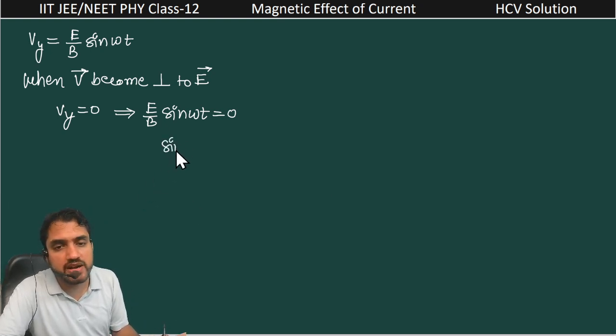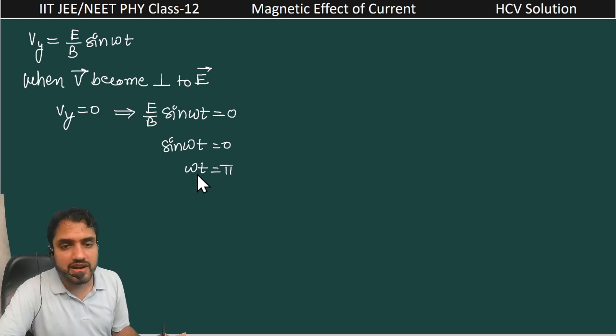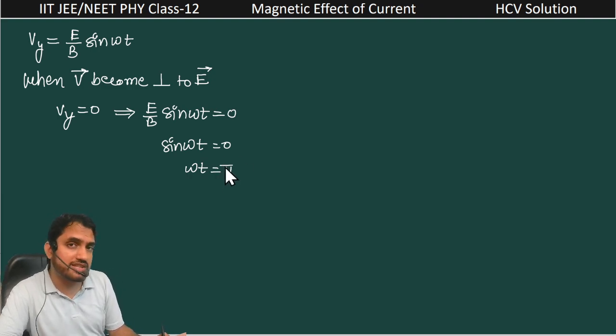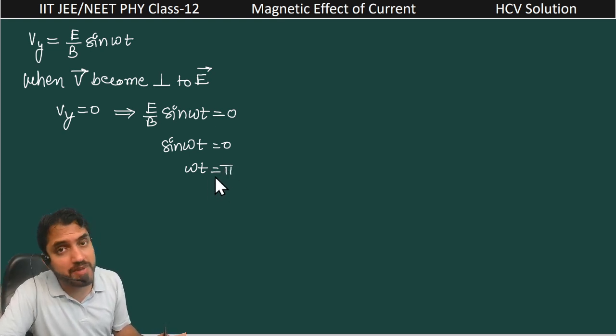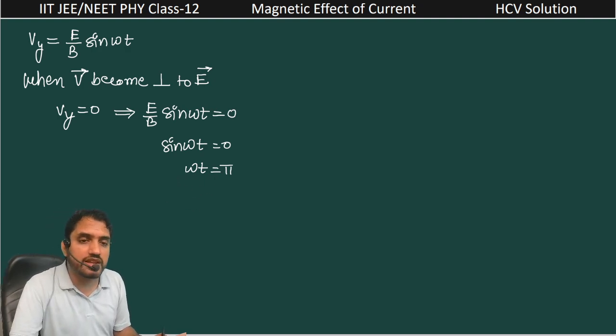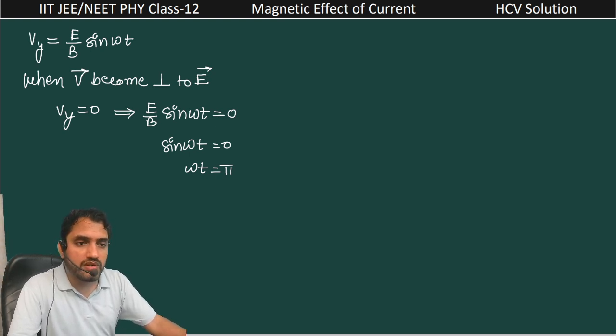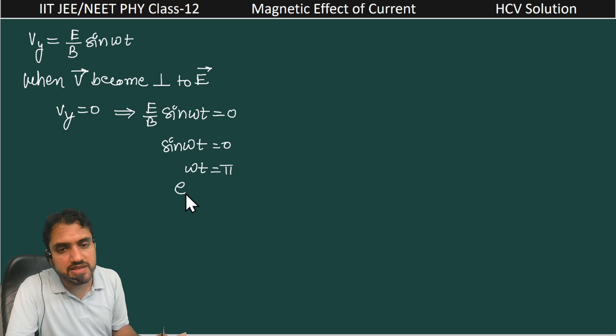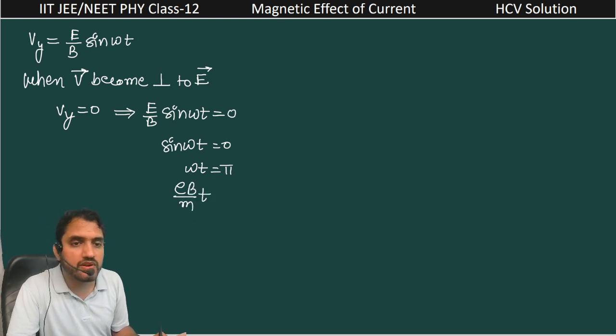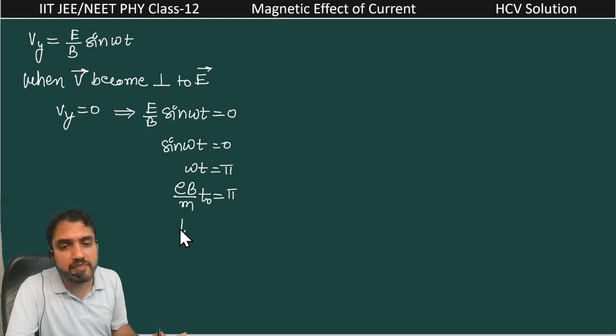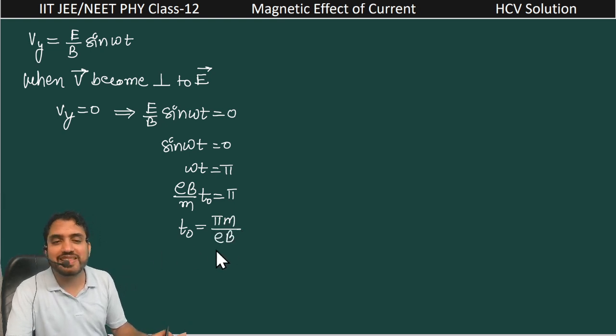So sine omega t is equal to 0, meaning omega t is equal to pi the first time. It can be written as n pi, but the question asks about the first time, so we use pi only, otherwise we can write n pi. And what is this omega? This omega we have already calculated, it is eB by m. So omega t is equal to eB divided by m into t, equal to pi. So this t naught is the required time when it will have the velocity component perpendicular to the electric field. So this will become pi into m divided by eB, that is the time after which.